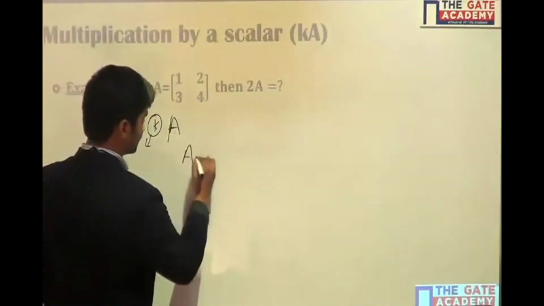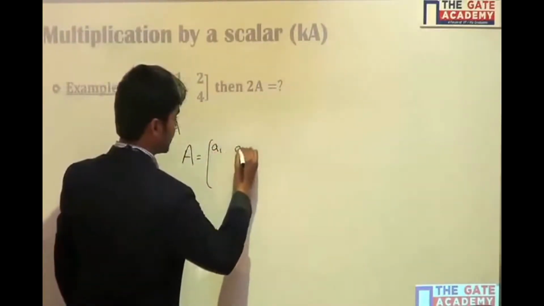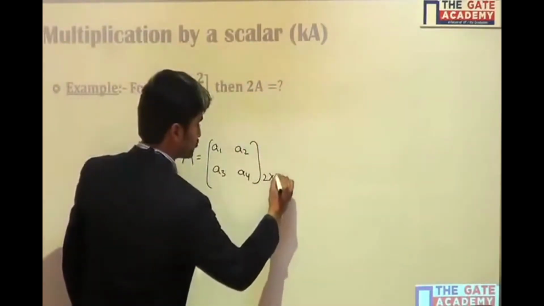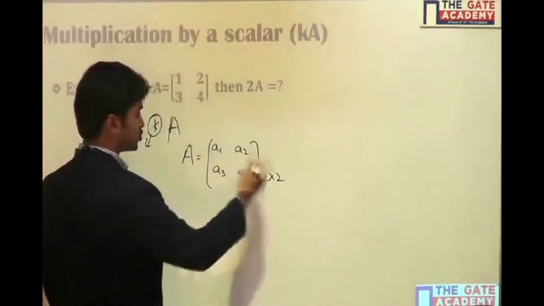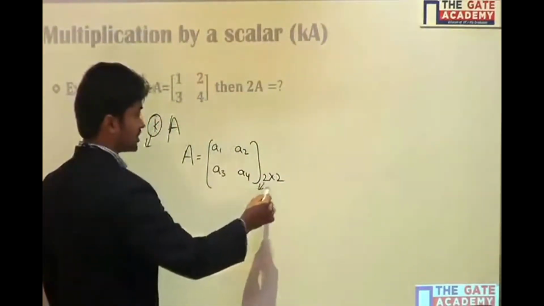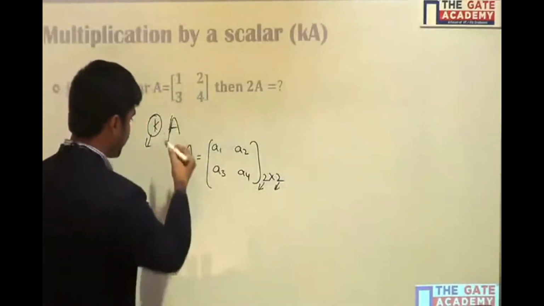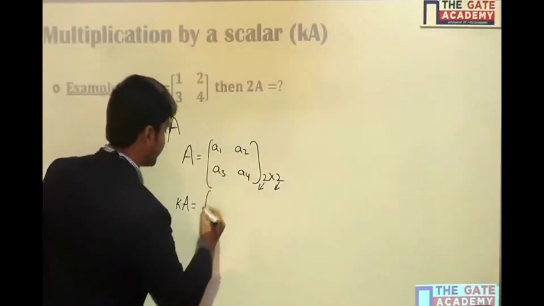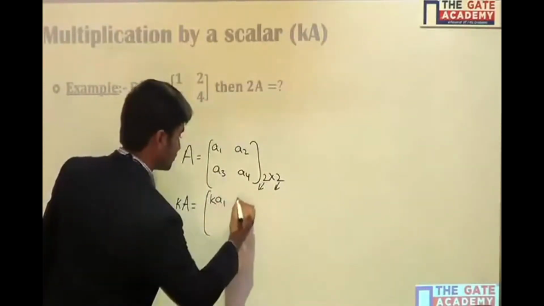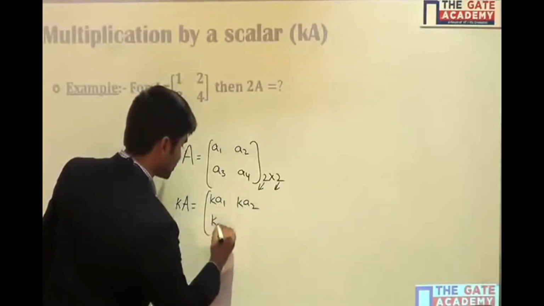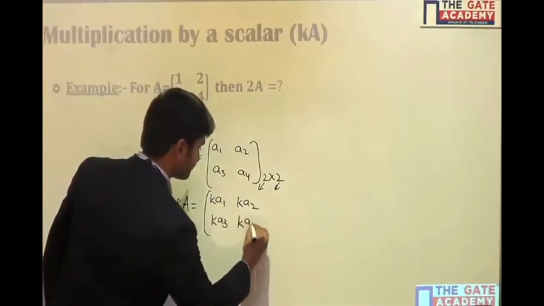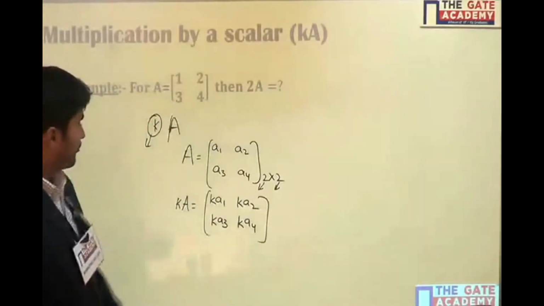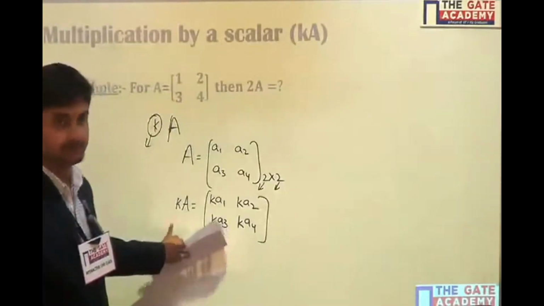let us have a matrix A equal to A1, A2, A3, A4. This is a 2 cross 2 matrix. The size of the matrix is 2 cross 2, where 2 represents the number of rows and 2 represents the number of columns. So now if we multiply it with k, where k is a scalar, then we have kA1, kA2, kA3, kA4. So this is how we multiply a matrix A with a scalar.